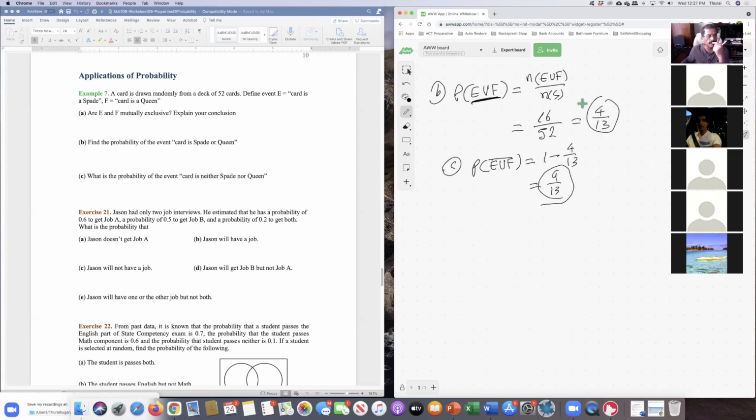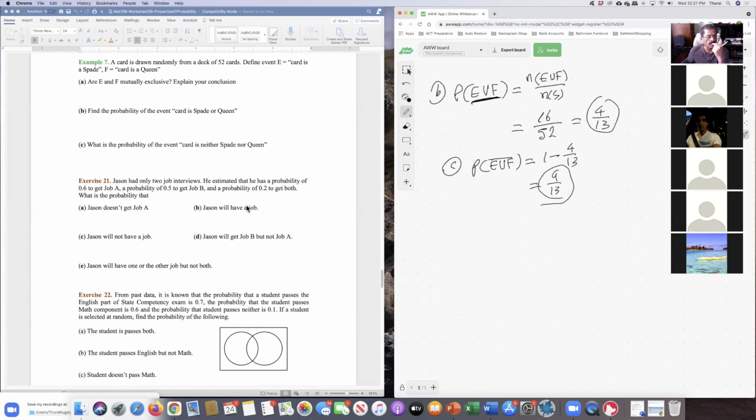Okay, so moving on to exercise 21. Professor, where did we get 4 from, if you don't mind me asking? I reduced the 16 over 52 by 4. 4 divides 16 into 4, and 4 divides 52 into 13. If we were to just use 1 minus 16 divided by 52, could that be correct as well? That'll be correct, but then you had to produce the new number. Okay.